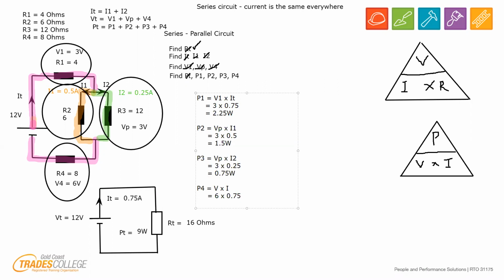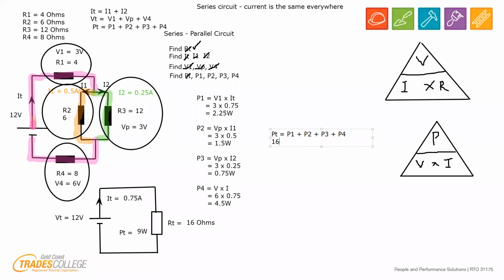Is equals 4.5 watts. Okay, remember now we can fill the last rule in to see if we're right. So P1 plus P2 plus P3 plus P4 should all come back to whatever PT was, which was 16.